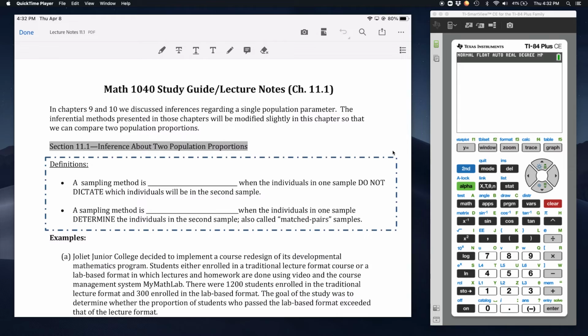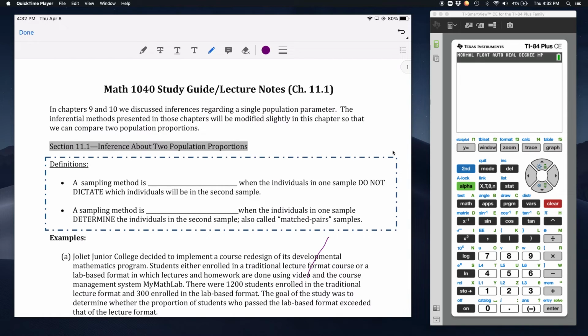So, in chapters 9 and 10, we discussed inferences regarding a single population parameter, right? So we had mean or proportions. In this chapter, all we're going to focus on is proportions, but now of two different populations and comparing them. So we're basically doing our confidence intervals and hypothesis tests again. So it'll be good practice for us.